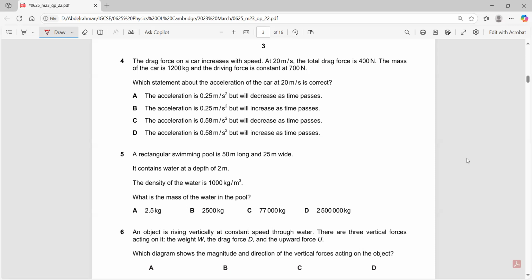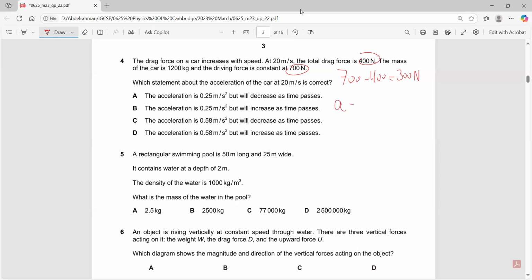Can I find the acceleration of the car? Yes, I can, because force equals mass times acceleration. But this is the resultant force, right? This is the resultant force, which is the driving force minus the resisting force. So 700 minus 400, this is 300 newtons. This is the force acting on the car.